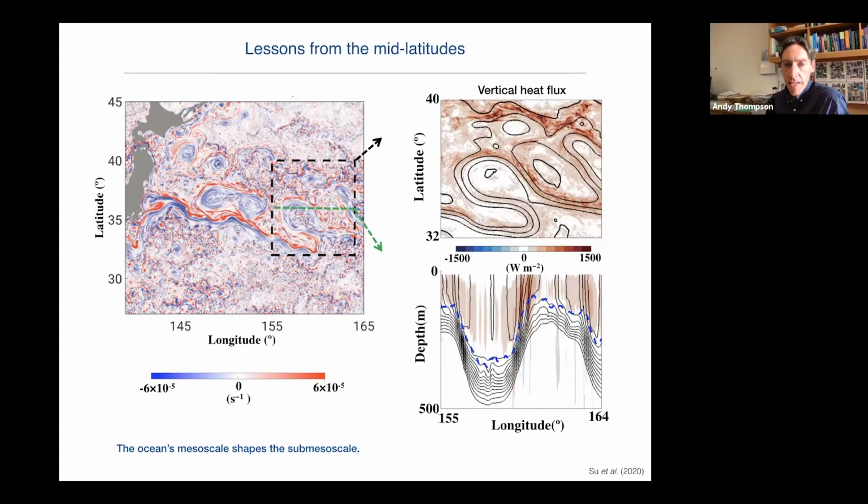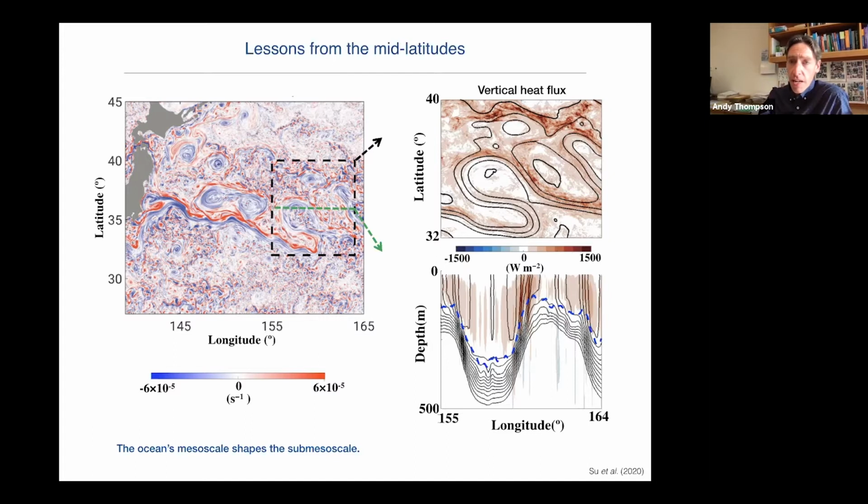And if you take a slice through that section, along that green dashed line, that's what's shown on the bottom right. Again, you can see very clearly that it is in those places where you have strongly tilting isopycnals at the base of the mixed layer, generating these strong heat fluxes at the edge of the eddies.